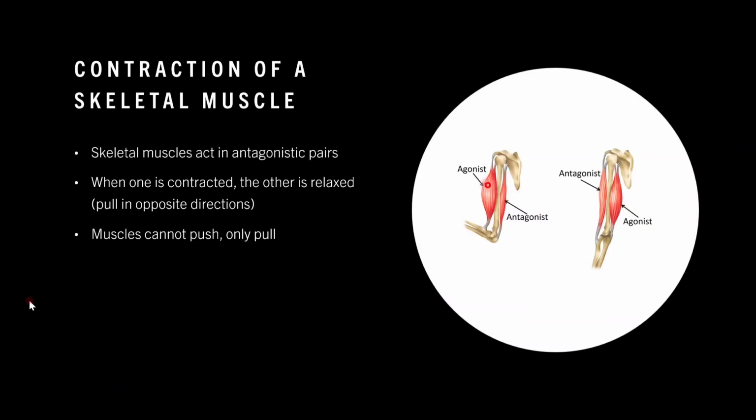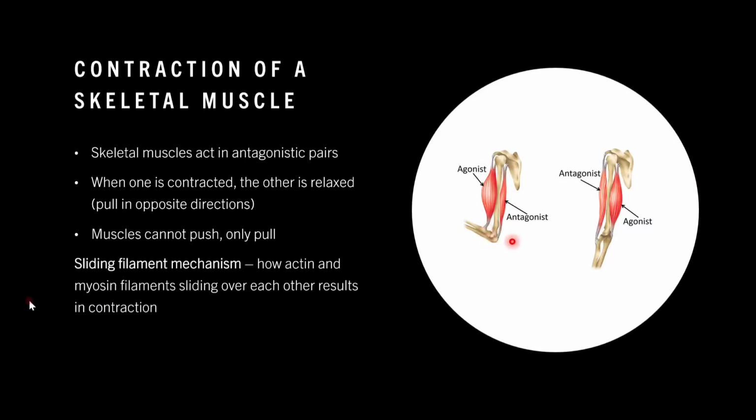But it's important to remember that muscles cannot push. They can only pull in one direction. It's the relaxation of it that causes the other muscle to pull in the opposite direction. And so the sliding filament mechanism is how the actin and myosin filaments that we saw make up our sarcomeres in our myofibrils, how these two filaments sliding over each other results in this contraction that we see here. So the sliding filament mechanism is how we're going to explain how we can contract our muscles.